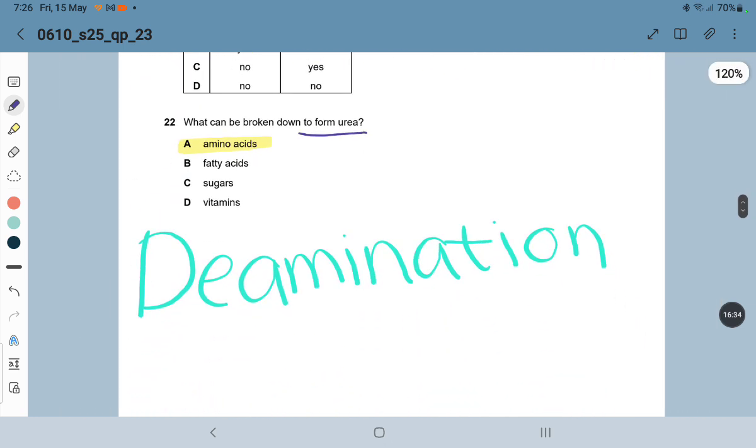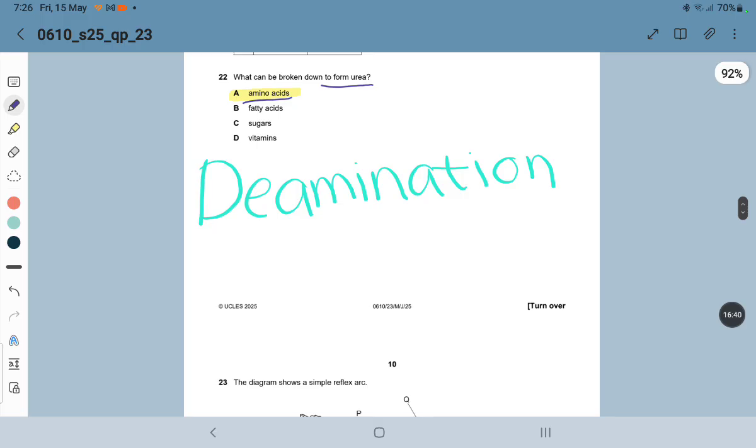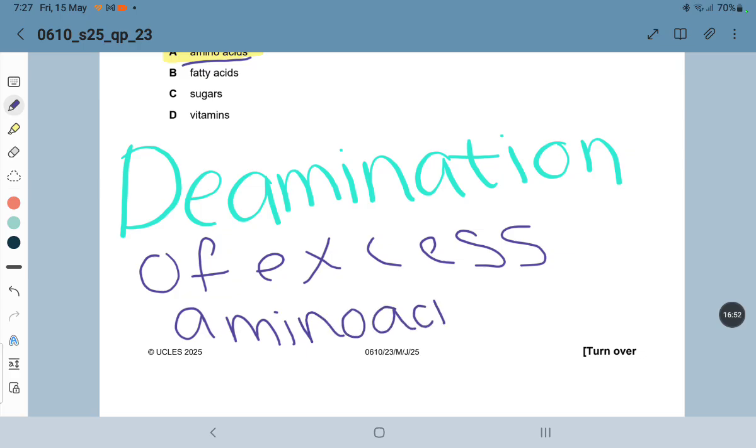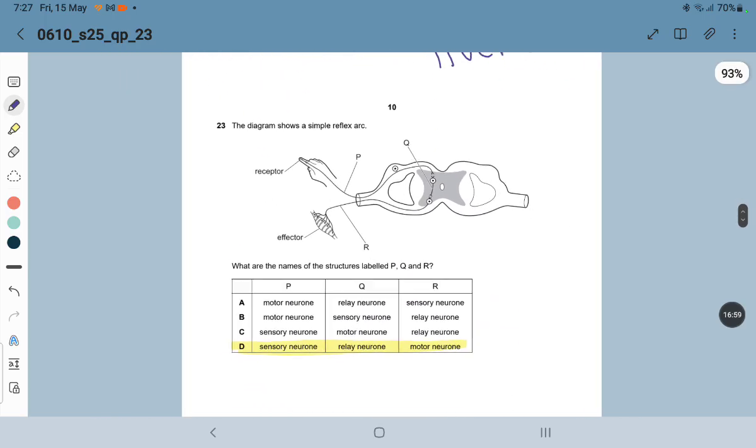What can be broken down to form urea? Of course, to form urea, it is amino acids, and I told you before in variant 1 about the deamination of excess amino acids. Deamination of excess amino acids in where? In the liver. Okay, moving on to the next question.